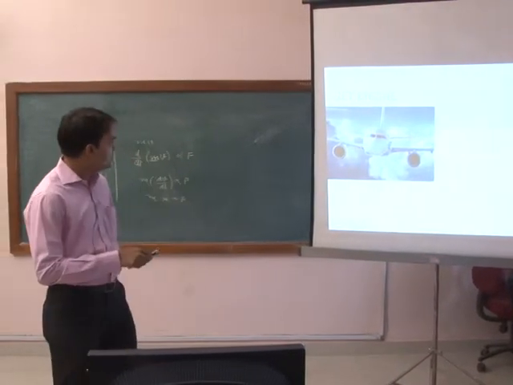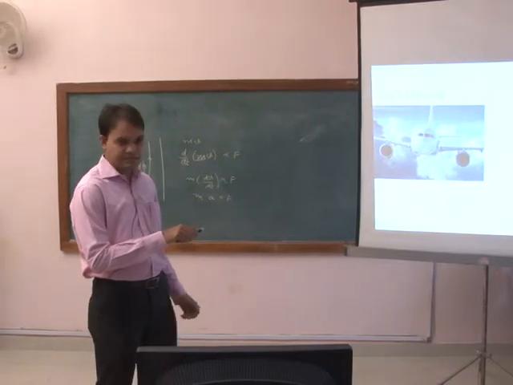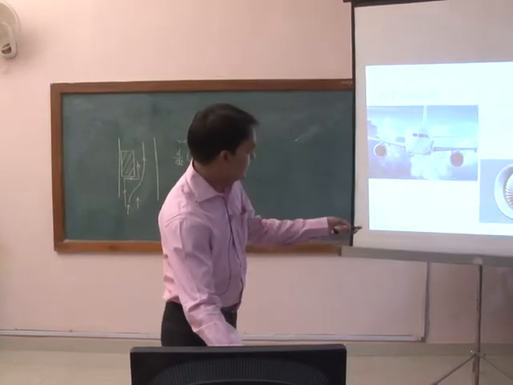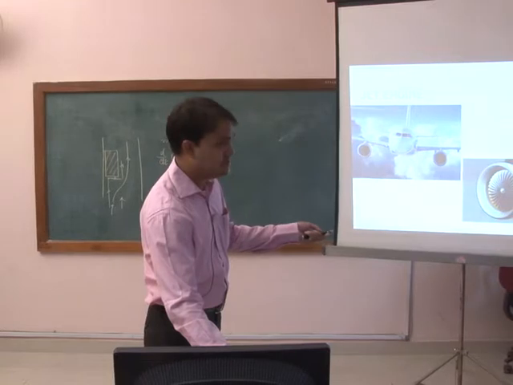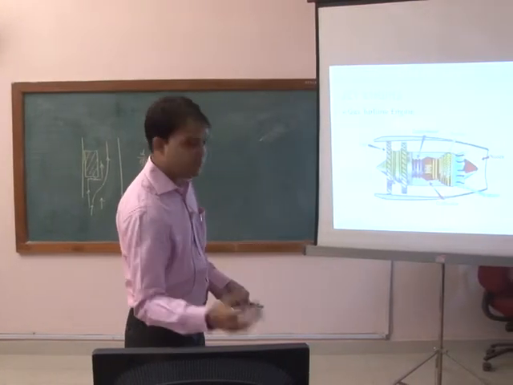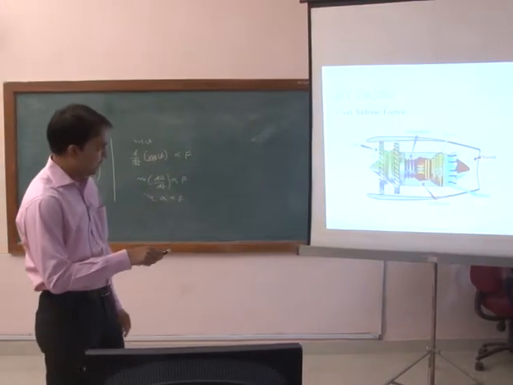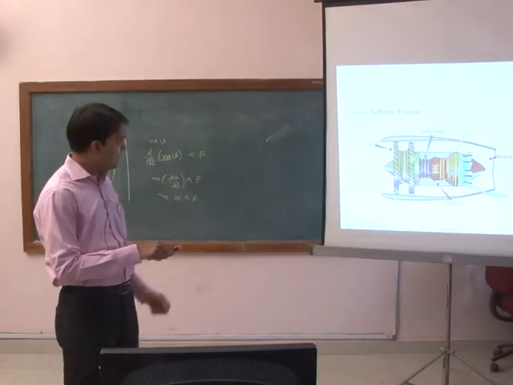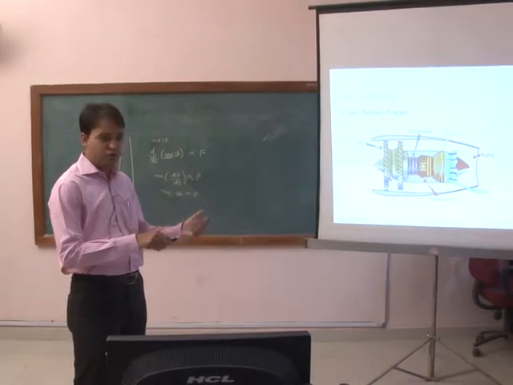Now, how does the engine work? These are the two engines. You can see this figure. This is a small engine that carries 400 passengers' weight. The first component of that engine is the fan. It will suck air in. Second is the compressor. It will compress, so pressure will increase.